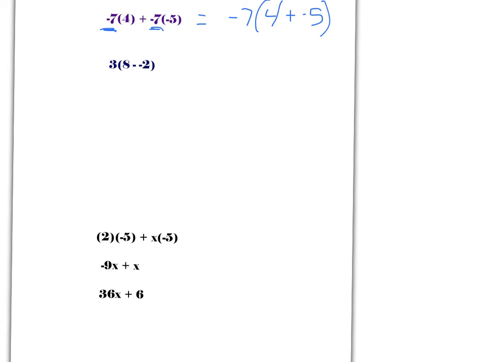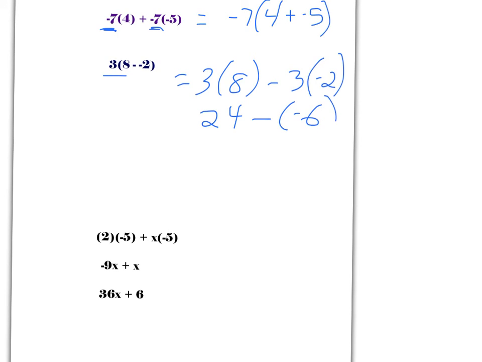So once again, in the one below, this time we're going to distribute it, so it's 3 times the 8, which is the first term, minus, and then 3 times the negative 2. And we can simplify this if you like. So we get 24 minus a negative 6, and then 24 plus 6, because subtracting a negative is the same as adding a positive, and then 30.